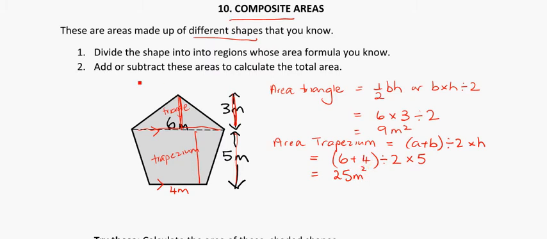And now you add or subtract. So in this case we're going to add. So the total area. You notice how I'm writing down at each step what I'm doing. Is 9 plus 25, which is 34 meters squared. Alright, let's try a couple more examples.